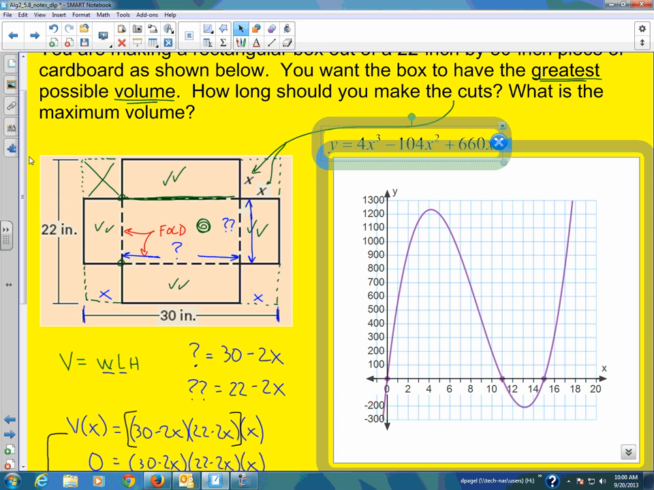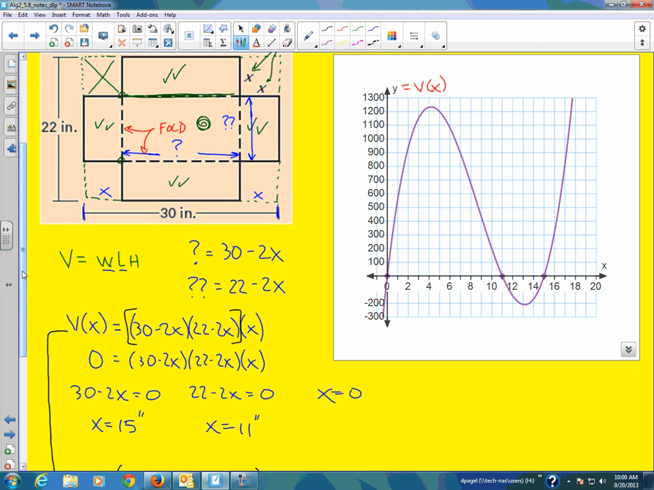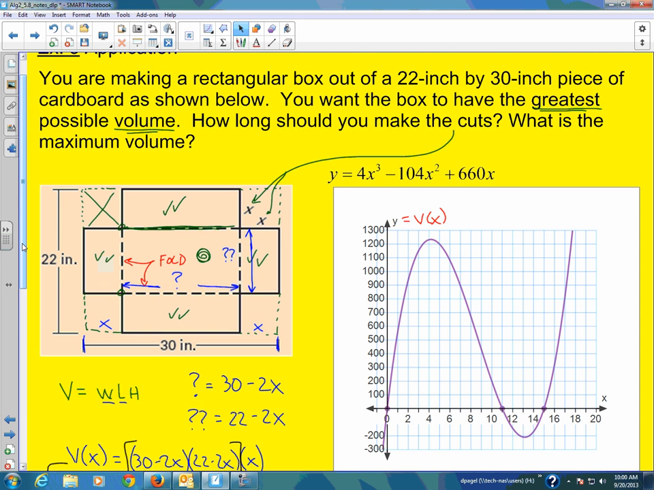So let's talk about our axes for a second. The y-axis is the same as our volume as a function of x. And our x-axis, again, is this length that we're cutting away. So we can see that the maximum volume is going to be somewhere around 1240-ish. It's occurring right here. There's where the max occurs. That's our local maximum. This graph does have a local minimum, but I'm really not interested in that because that would be negative volume, and that's not useful for us in a box.